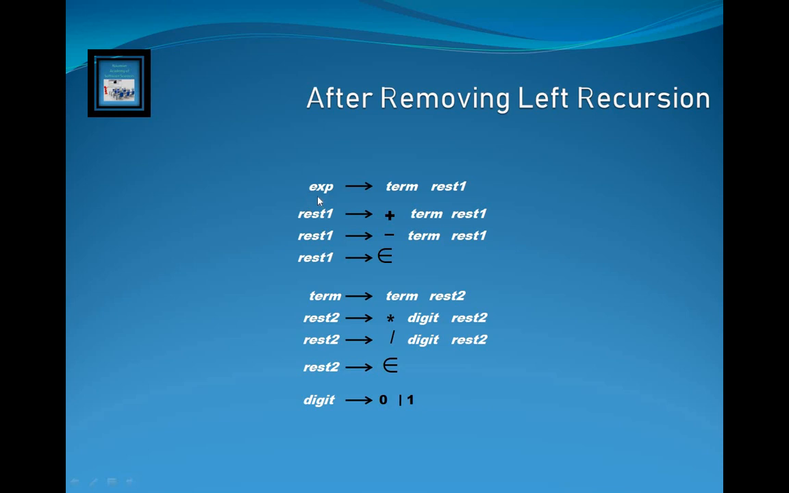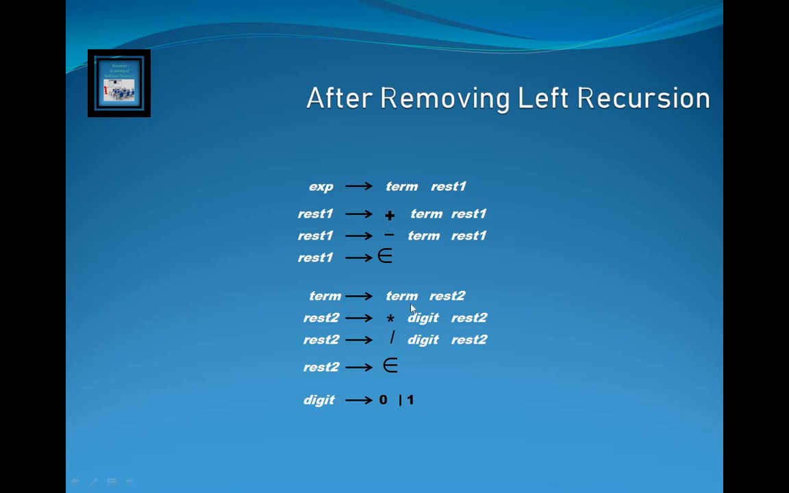For example, here we have used the first production as exp can have the form of term rest1, a new non-terminal, where this new non-terminal can have the form of plus term rest1, or minus term rest1, or the emptiness of this new non-terminal, meaning its epsilon production. Rest1 can have the form of epsilon.